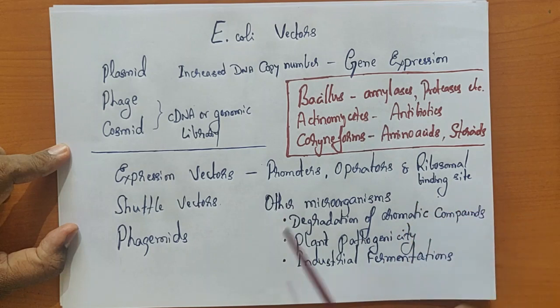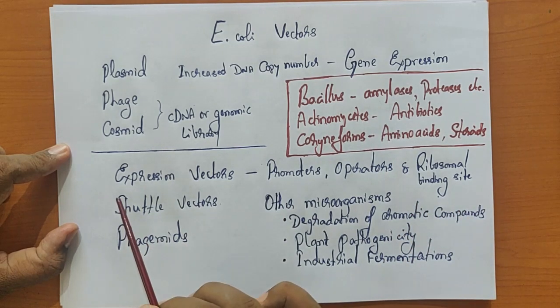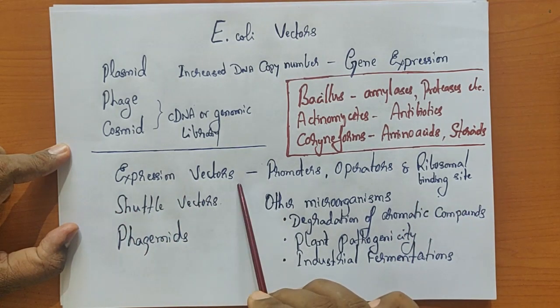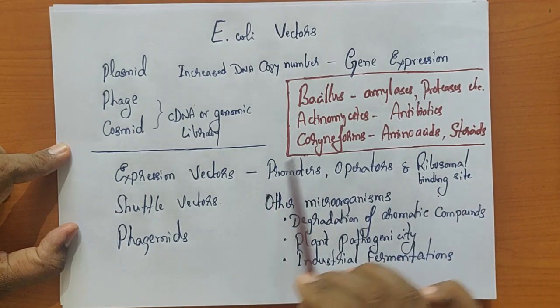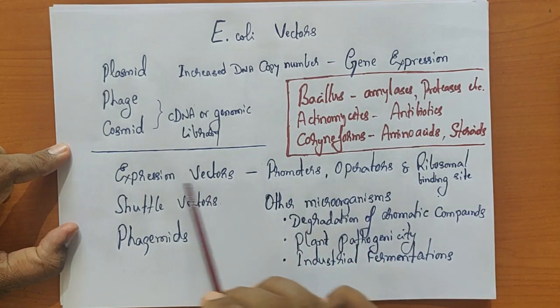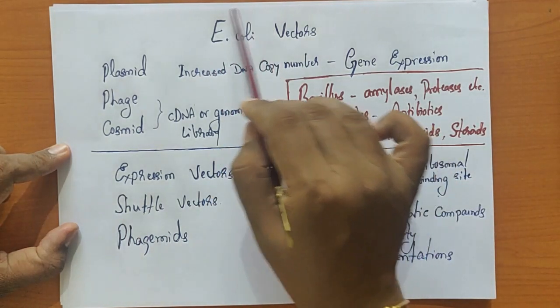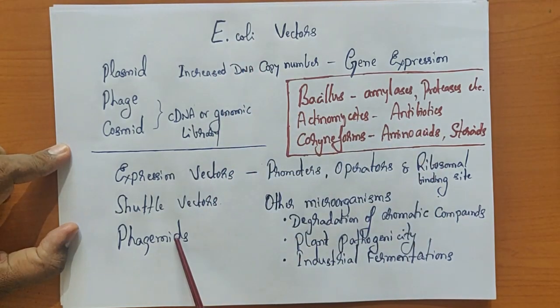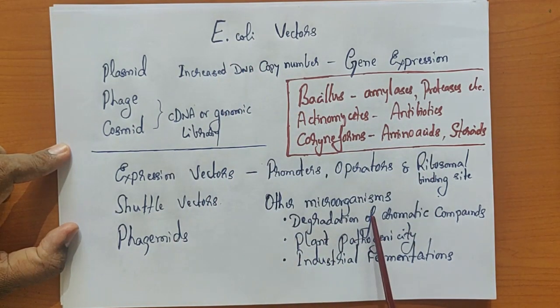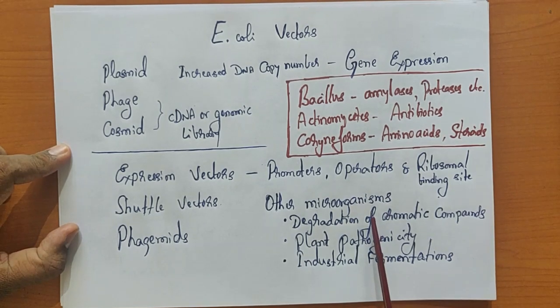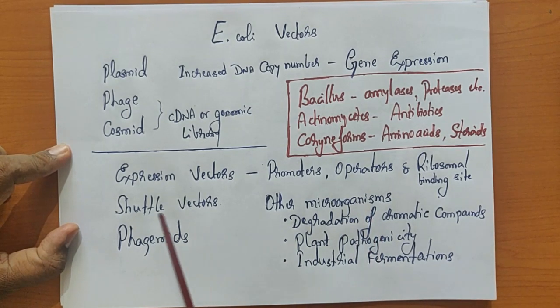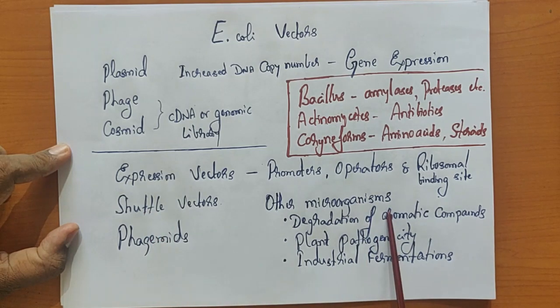It gets a little bit complicated, but you do understand what an expression vector is. You need all these regulatory elements for gene expression. Shuttle vectors require two different hosts: E. coli for the initial laboratory conditions, and the other microorganisms preferred in industrial fermentations or other choices. The vector should work both in E. coli and these microorganisms. We call them shuttle vectors.